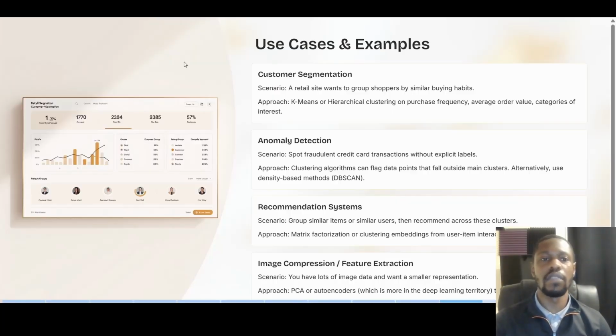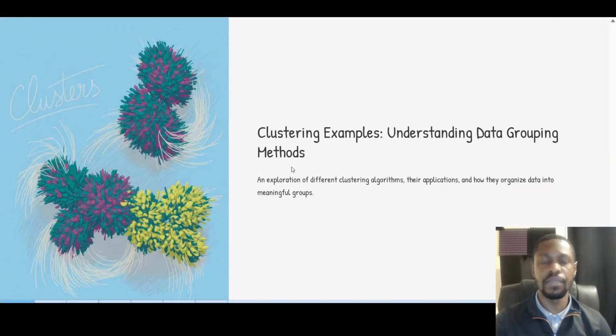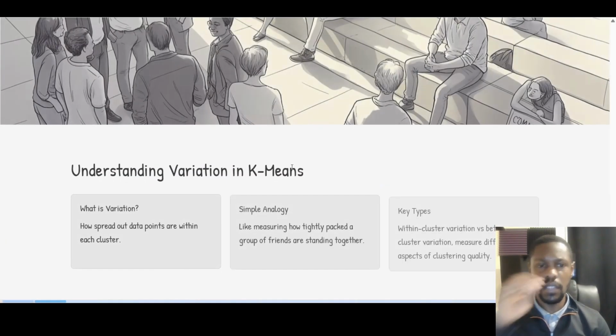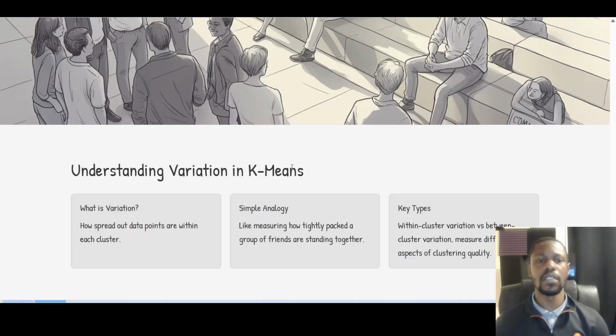Okay, so we're going to take a further look at what each of these examples mean. So let's understand the different types of clustering methods. First, we have a terminology known as variation within clustering. And so, understanding variation in k-means.